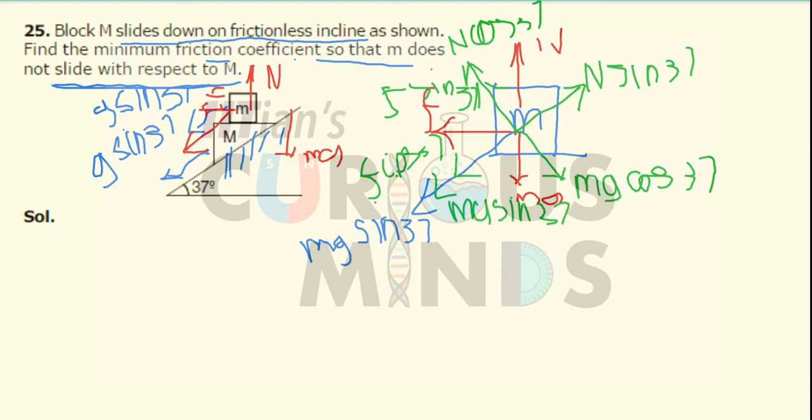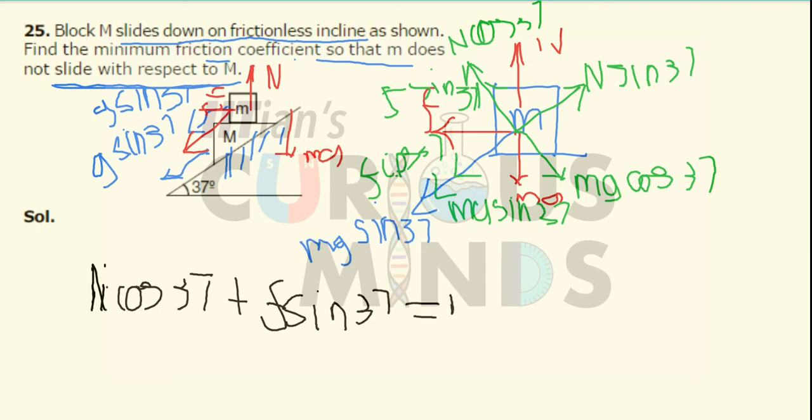Now the total upward force should be equal to total downward force, that is n cos 37 plus f sine 37 should be equal to mg cos 37. Okay, should be equal to mg cos 37. Let this be the first equation. Okay, let us see the second equation.